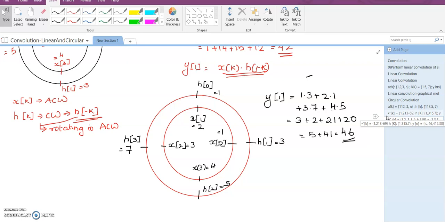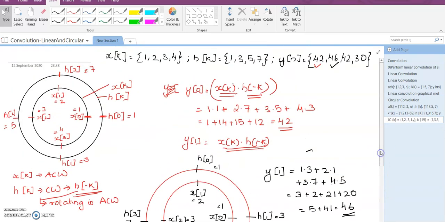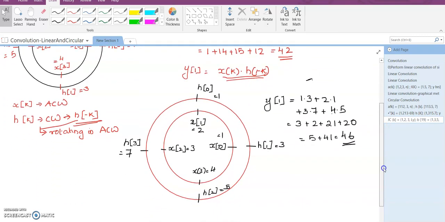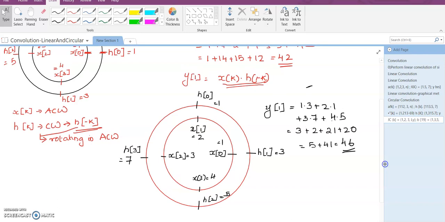If you're clear with this concept, I think this particular topic should be clear. Using this shift operation 2 more times, we'll be able to calculate y of 2 as well as y of 3, which would be the answers mentioned above, that is 42 and 30, and you should be able to complete your problem with this. So what we have completed here is the circular convolution graphical method.